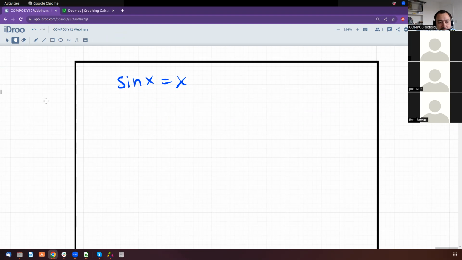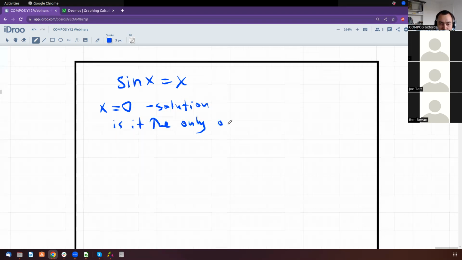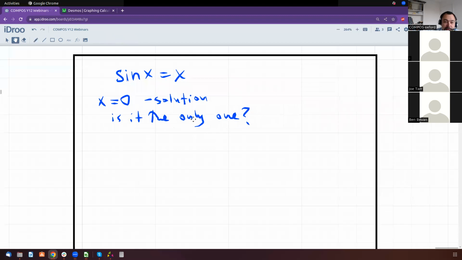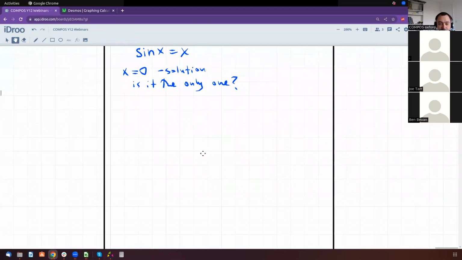Yeah, 0. It's obviously 0. The problem is proving that's the only solution. And this is where it gets complicated. x equals 0 is a solution. But is it the only one? And it is, but it's not easy to prove.